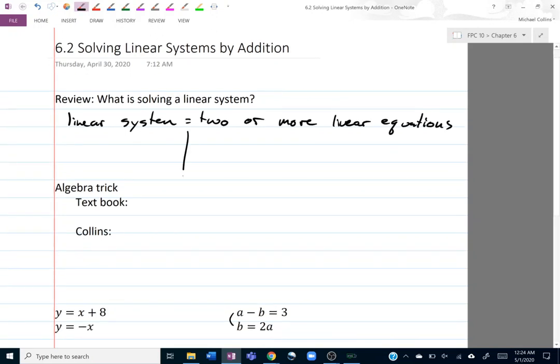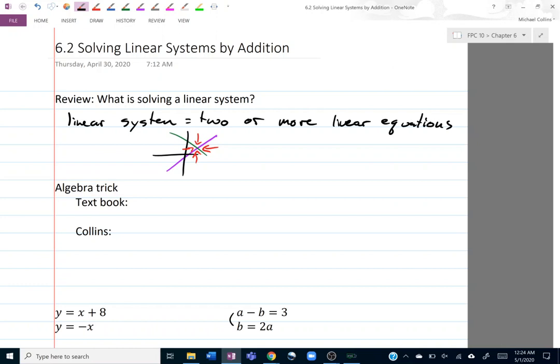So if we were to do a little sketch, in 6.1 we graphed them, so I could have one line like that, and I could have another line like this, and the point where those cross is the point that solves both of those lines. That point exists on both of those lines, and therefore it is the solution to that linear system of those two lines. So in 6.2, we're going to do solving linear systems by addition.